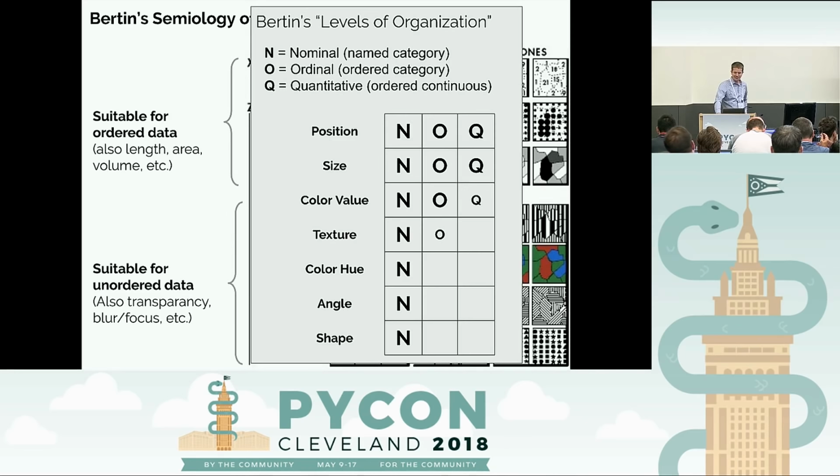But as you go down, things like angle, it's really hard to look at the angle of a plot and immediately see an order in those angles. You can do it if you think really hard about it, but it's not a great way to encode quantitative, real valued information.